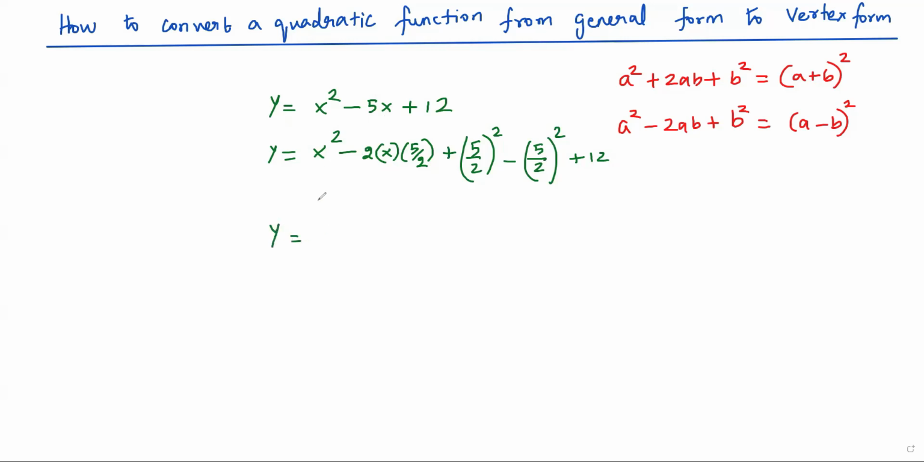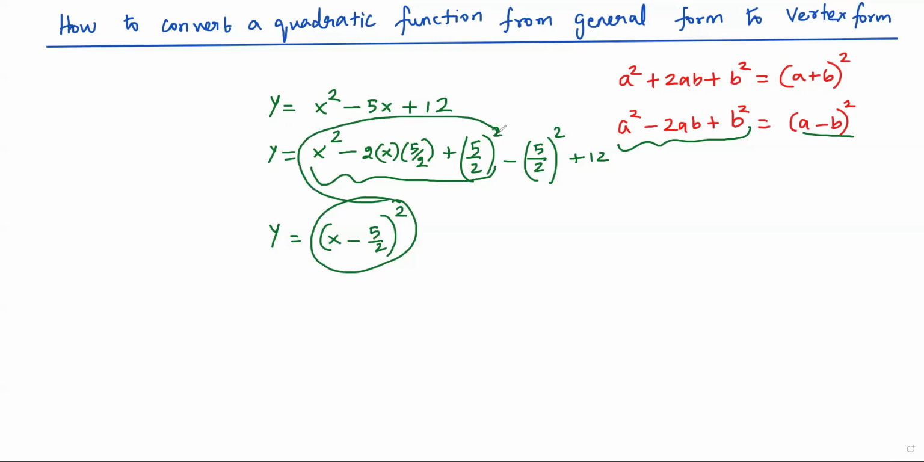Okay, now the first three terms of this expression are exactly in the form of a square negative 2ab positive b square. Whenever we have a trinomial in this form, it can be written as a minus b the whole square. So we can write this expression as a square of a binomial. For a, we have x. For b, we have 5 over 2. Since 2ab is negative, we have to put negative over here. So x negative 5 over 2 the whole square.